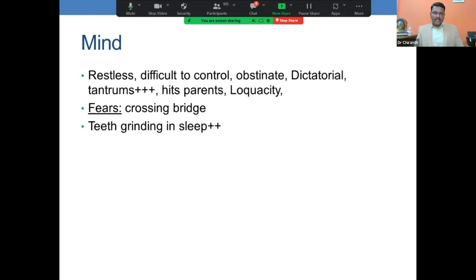When we took the mind symptoms of this kid particularly, he was restless, difficult to control, and very obstinate, dictatorial, with tantrums. He was hitting parents. He was very loquacious, and he had fear when crossing a bridge. And he was grinding teeth in sleep at night. So 3-4 remedies come to mind when you look at these mind symptoms.